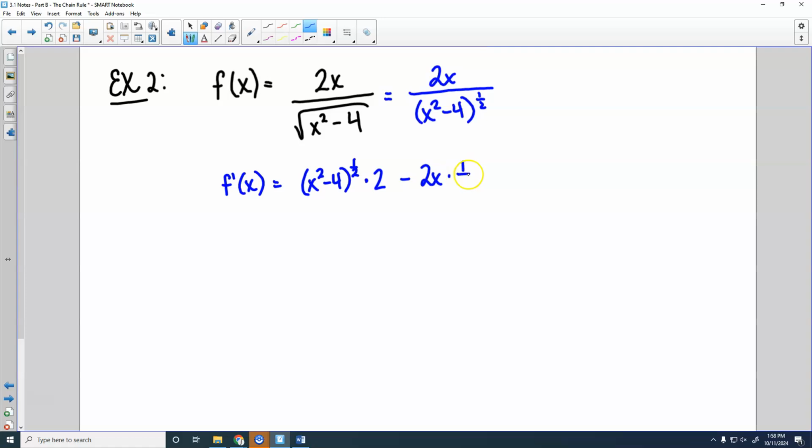So we'll have 1/2 x squared minus 4 to the negative 1/2 times the derivative of the stuff on the inside, which would be 2x, all over x squared minus 4 to the 1/2 power, squared. Yes, thank you. I always forget that.